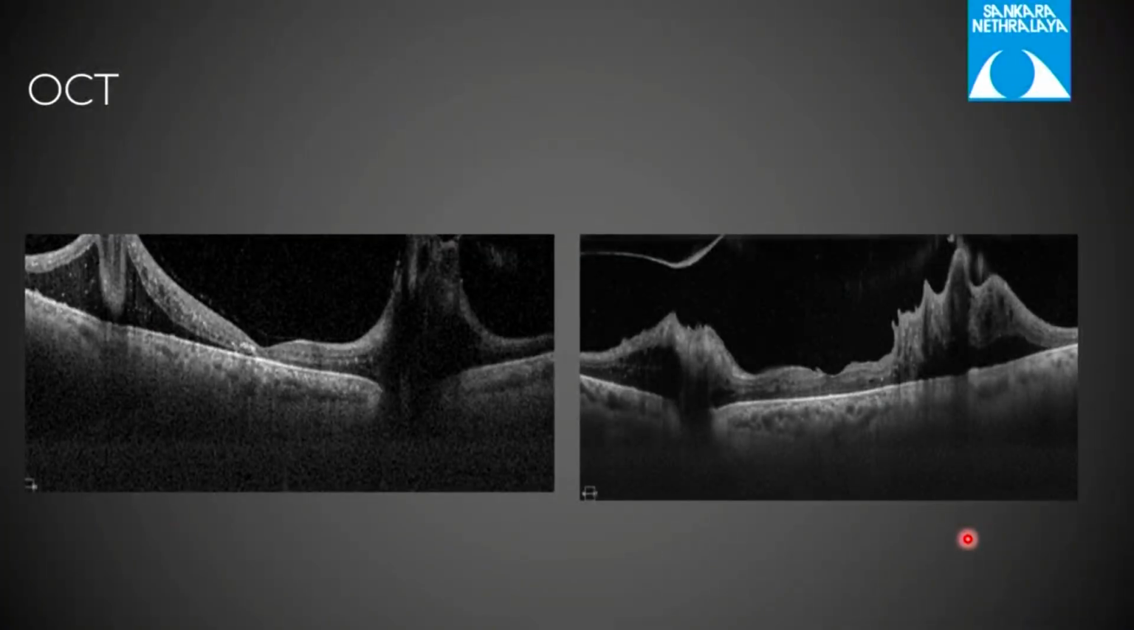And this is an SS-OCT image of the right and left eye. Here you can see hyperreflective dot echoes seen in the vitreoretinal interface. And you can see there is the retinal detachment which appears to be concave. This is because of the traction.